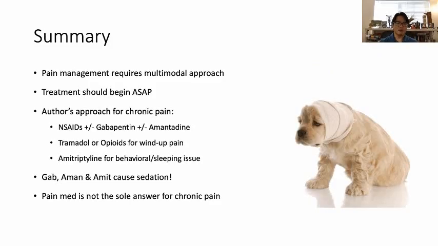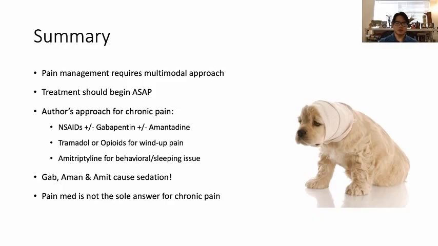In summary, as we all know, pain management requires a multimodal approach. And one part of it is pain medications. Whenever a patient has pain, we need to start the treatment as soon as possible, no matter what you want to use: medications, physical therapy, or modality. When it comes to pain medications, especially for treating chronic pain, here's my general approach. If the patient can tolerate NSAIDs, I would consider an NSAID. I may add gabapentin or amantadine. In recent years, I prefer amantadine because I personally see better results when combining an NSAID with amantadine.